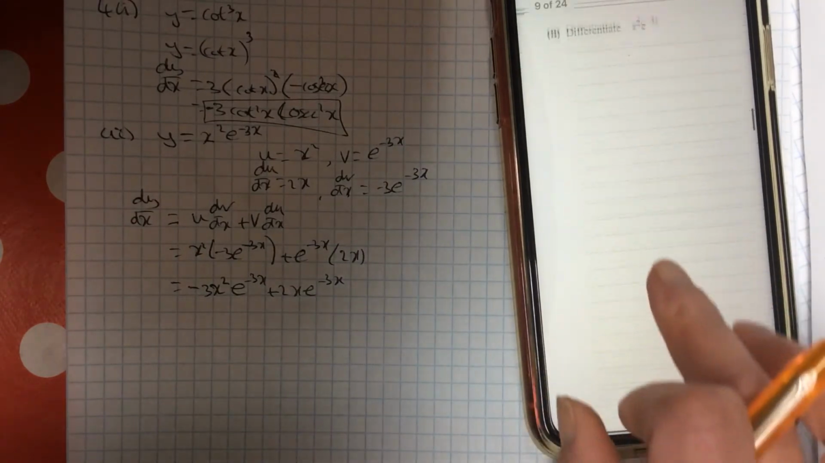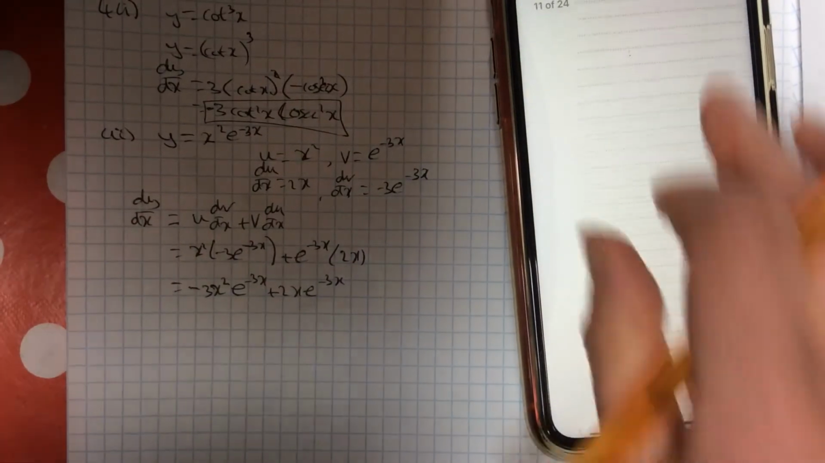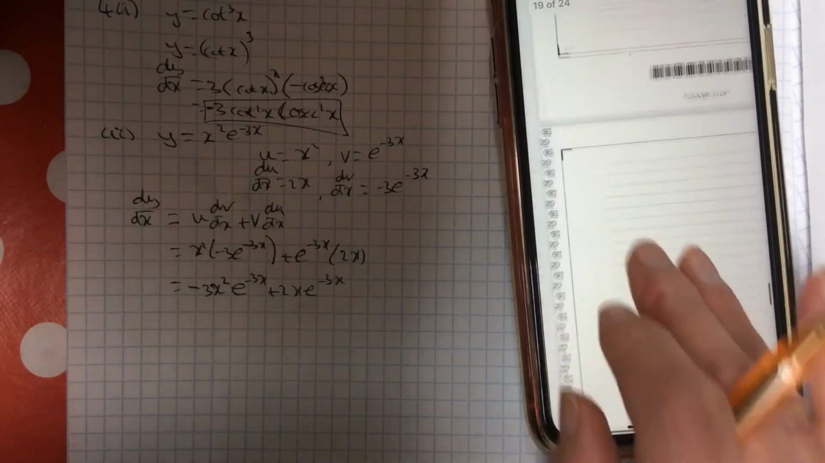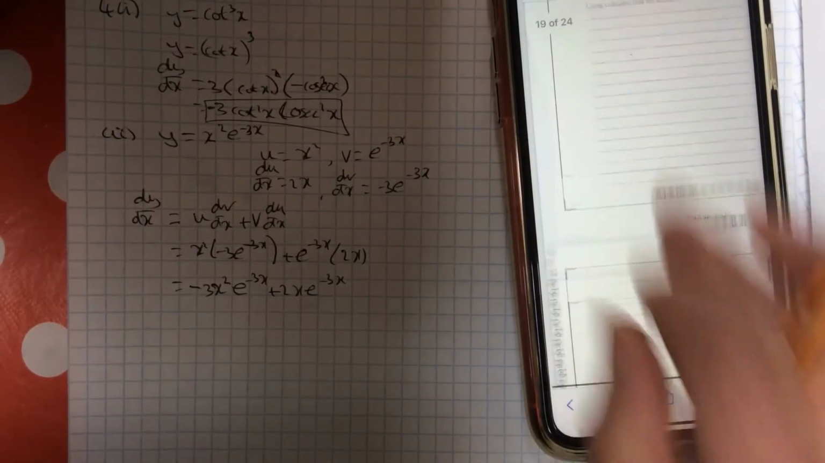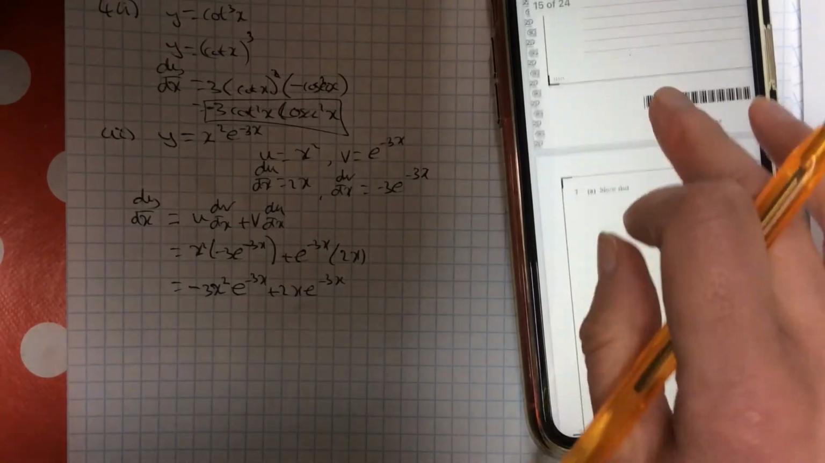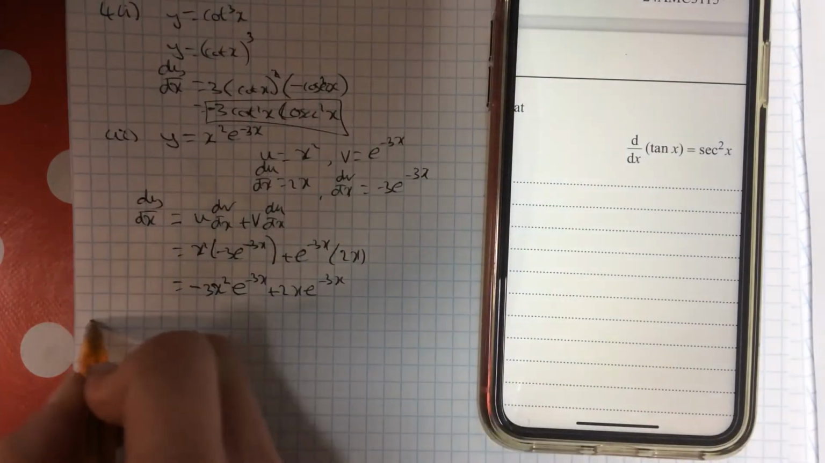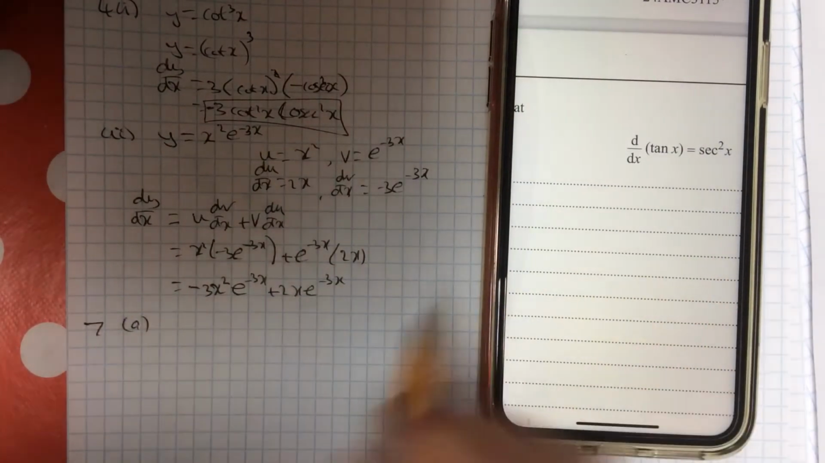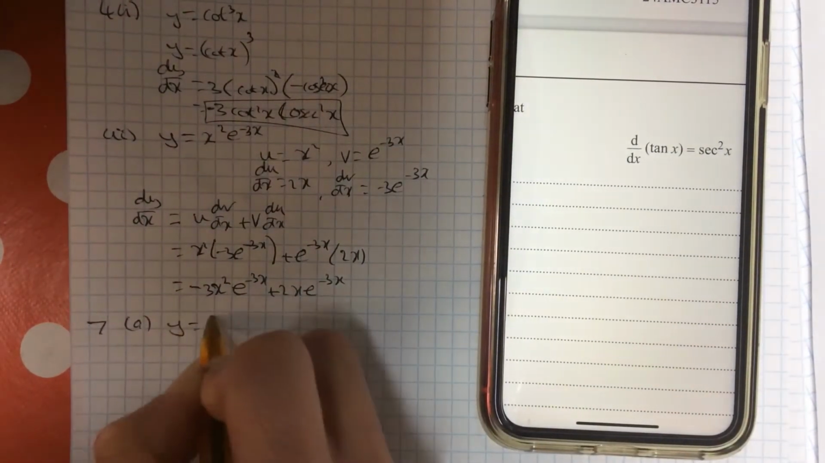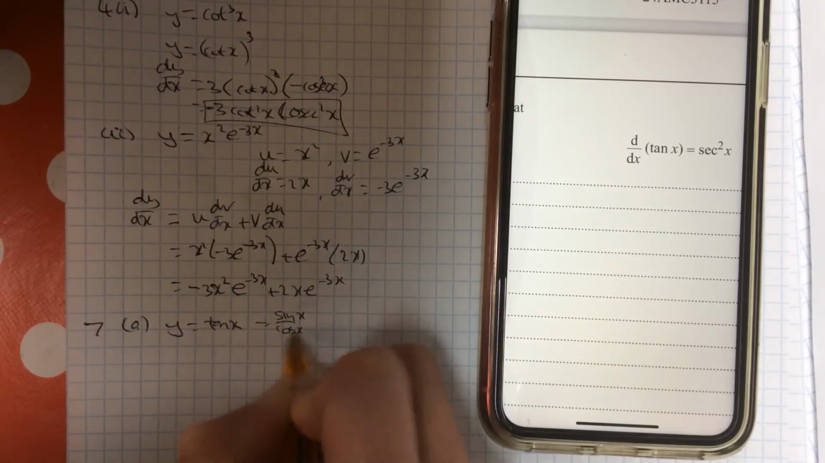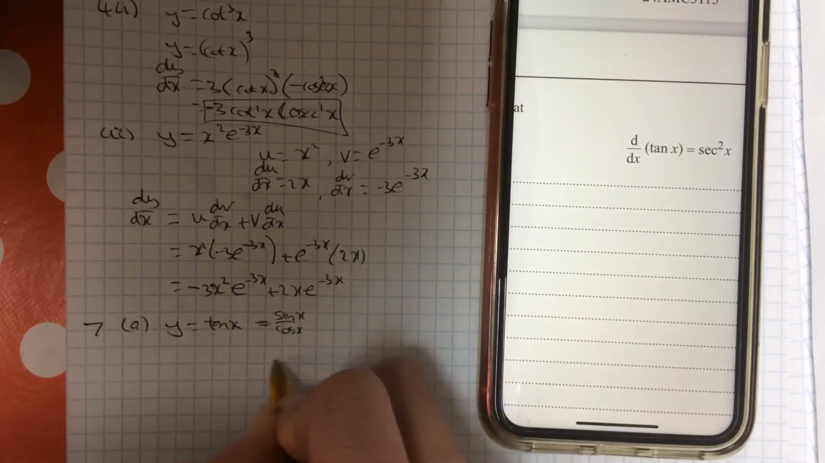The next question we're going to look at is question 7 from this paper. Now, question 7a. Show that if you differentiate tan, you get sec squared. So set it up. Y equals tan x. Tan is sine x over cos x. So it's going to be the quotient rule.